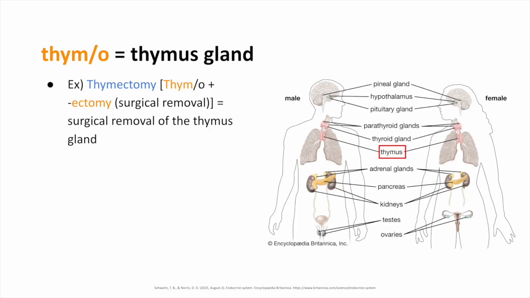Thymo is a combining form that means thymus. The thymus is located in between your lungs, and as the presenters were showing, the thymus is where your T cells are matured to become readily reactable T cells. One example is thymectomy. Thym-o plus suffix ectomy, surgical removal again. So thymectomy is a surgical removal of the thymus gland.